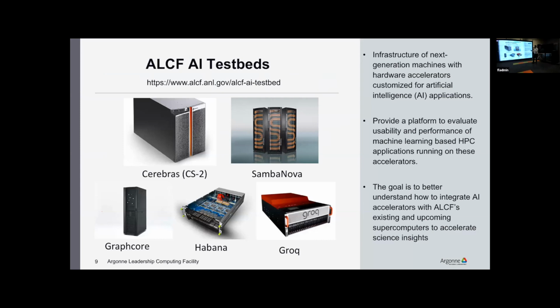So as I mentioned, we have 2 nodes of the Cerebras CS2. We have the first generation of the SambaNova system. As we speak, we are installing the second generation of the SambaNova. We are going from 2 nodes of SambaNova to 8 nodes, which will give us 44 petaflops of AI flops. We just installed a pod 64 of Graphcore, which is another system with very strong software capabilities, both for PyTorch and TensorFlow. We have the Habana system from Intel, and we have the Groq system as well. In addition to this, we are constantly working with several AI vendors to evaluate their architectures and see how they can benefit science.